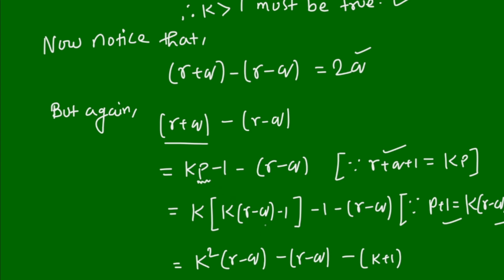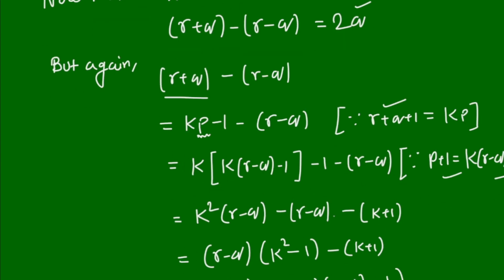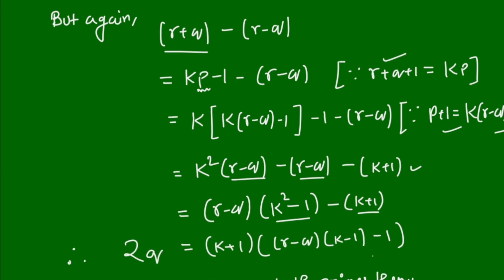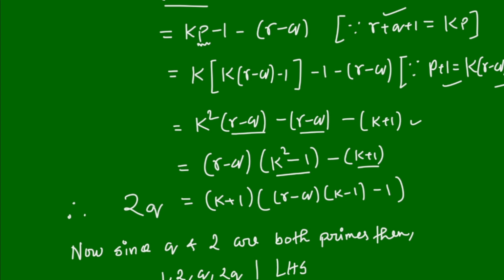Now once you get this, if you multiply out, you simply get this expression, which now is factorizable, because if you take r minus q common, you simply have k square minus 1, and you also have a k plus 1 here, and obviously k square minus 1 can be factorized again, and k plus 1 is one of its factors. So if you do the whole factorization, and since all of this is equal to 2q, you get this equation where 2q is equal to k plus 1 whole into r minus q into k minus 1 minus 1, correct?